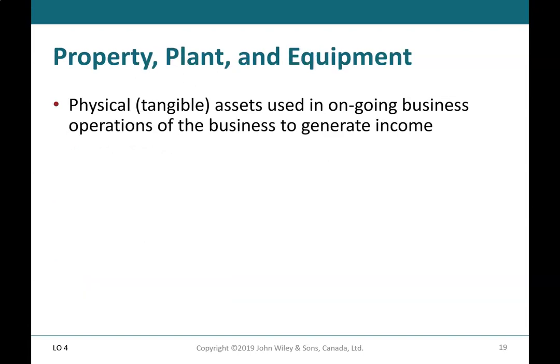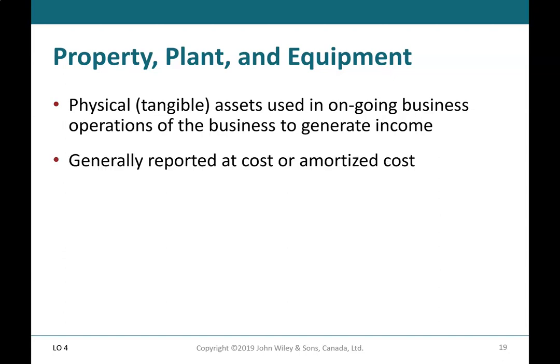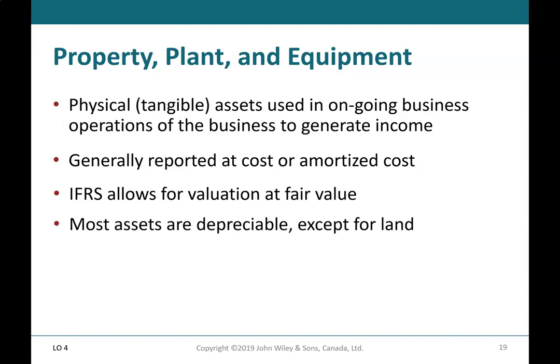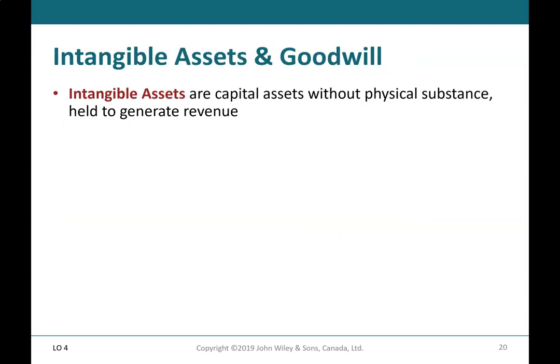Property, plant, and equipment. Physical, tangible assets used in ongoing business operations of the business to generate income. Generally reported at cost or amortized cost. IFRS allows for valuation at fair value. Most assets are depreciable, except for land. Written down when impaired.